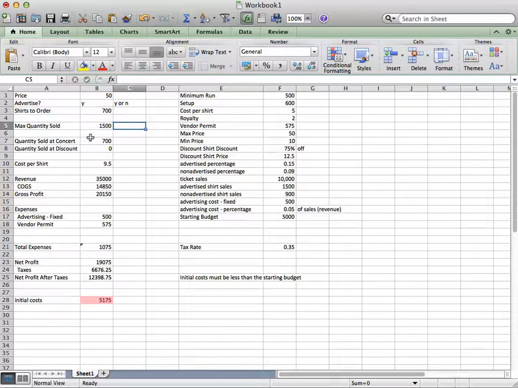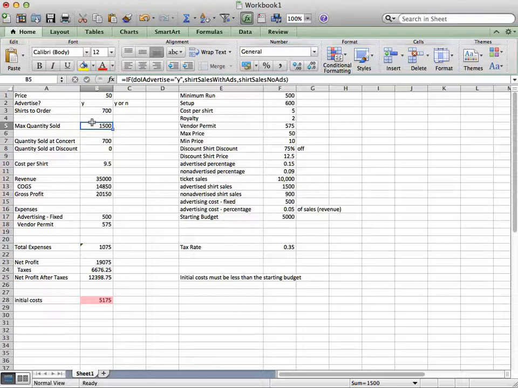Now I can only sell at the concert the amount that they say that I can sell at the concert. So I have to, between the shirts that I've ordered and the maximum quantity I can sell, whichever is least is how many I'm going to sell at the concert. So if the max I can sell at the concert is 1,500 and I order less shirts than that, then obviously I'm only going to sell 700 shirts because 700 is all I have.